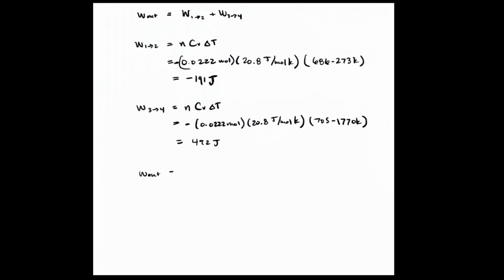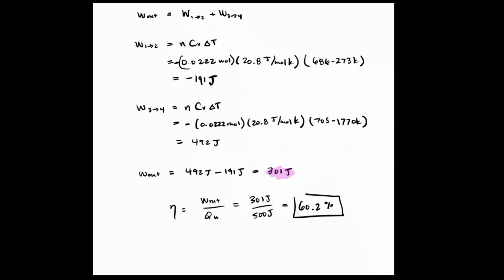Now remember, this negative sign comes from the fact that when you actually look at the first law, change in thermal energy is equal to heat minus work, so that you get a negative sign from that. So you can see there's a negative sign from that, and then a negative sign from subtracting, and that gives you a positive sign. So the total work is going to be this 492 joules minus 191 joules, that's 301 joules, and then we go to our efficiency. So 301 joules divided by the heat put into the system, which is 500 joules, and that's going to give us an efficiency of 60.2%, which is pretty high.